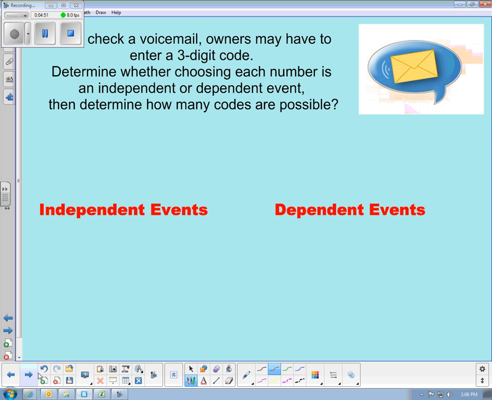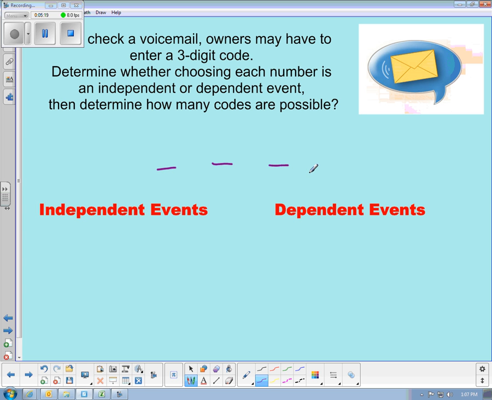Let's take a look at number 2. It says, to check a voicemail, owners may have to enter a 3-digit code. Determine whether choosing each number is an independent or dependent event, and also determine how many possible codes there are. So let's first just ask ourselves, is this going to be independent or dependent? If you have a code that has 3 digits, you have to think about how many digits you have for the first number, for the second number, and for the third number. How many options do you have for each one?